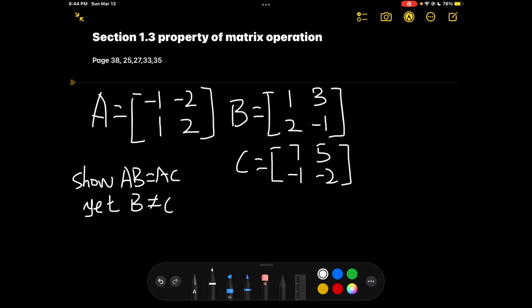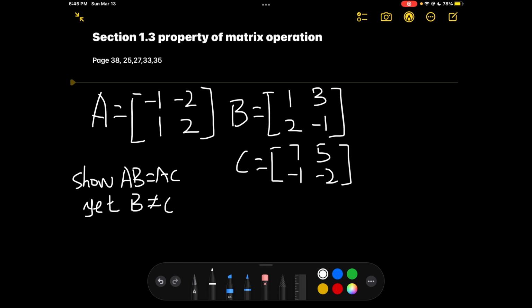Hello everyone, this is how I do the homework of section 1.3, properties of matrix operations, page 38, questions 25, 27, 33, and 35. For question 25, we have matrices A, B, and C. The question asks us to show that the matrix product AB equals the matrix product AC, yet B is not equal to C.